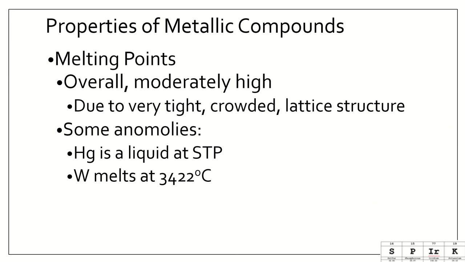So the melting points of metallic compounds, overall they are moderately high, and that's because of their very tight, crowded lattice structure. However, there are of course some anomalies. For example, mercury is a liquid at room temperature or standard temperature and pressure, while tungsten melts at over 3,400 degrees Celsius. So there is quite a wide range, but overall, metals tend to have a moderately high melting point.